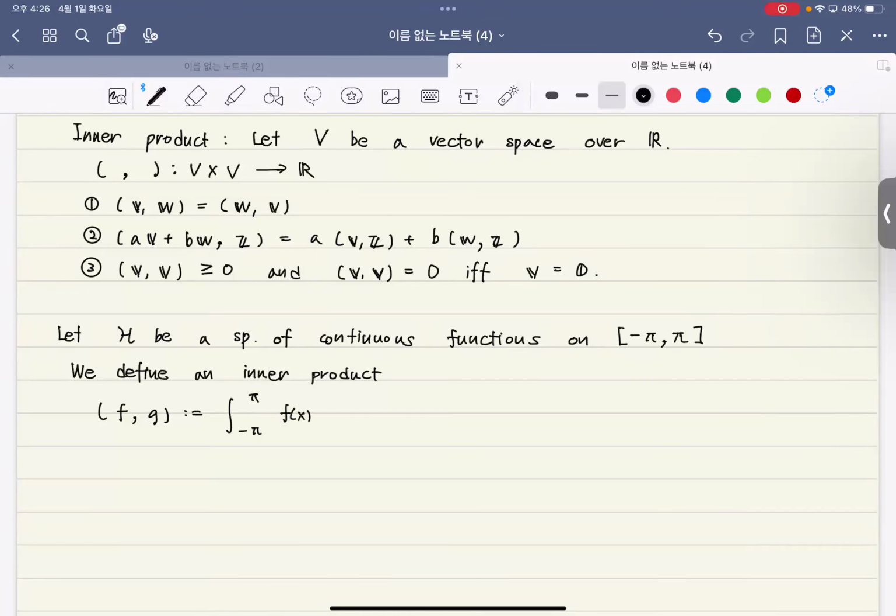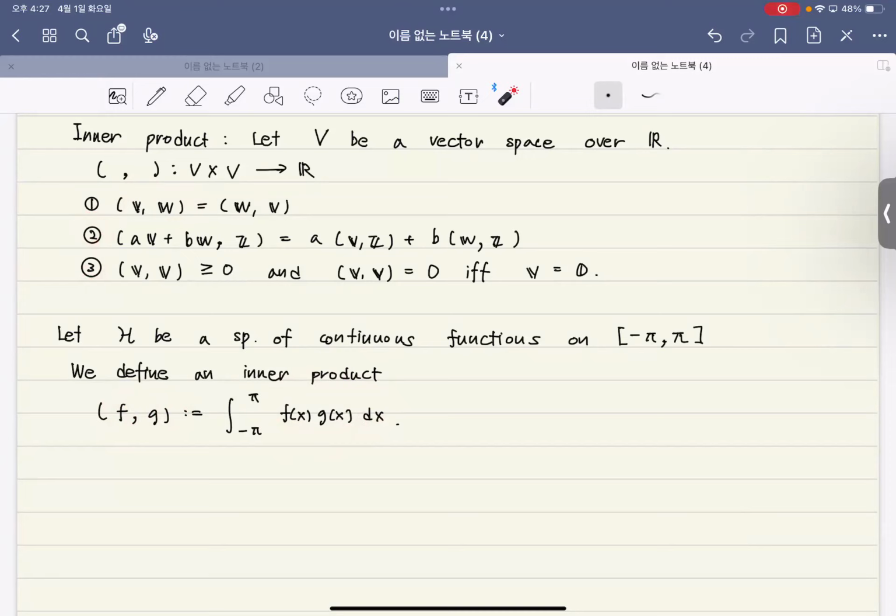Clearly, this is a function which takes two vectors from vector space H and gives you a real number. So this is clearly a function from vector space times vector space to the real numbers. And is it commutative? Yes, sure. f comma g must be the same as g comma f, obviously. Also, this is linear in the first slot because integration is linear, right? So condition number 2 is also true.